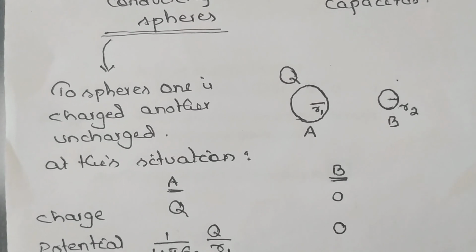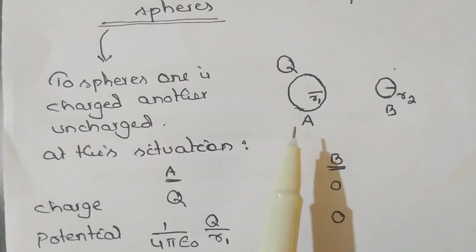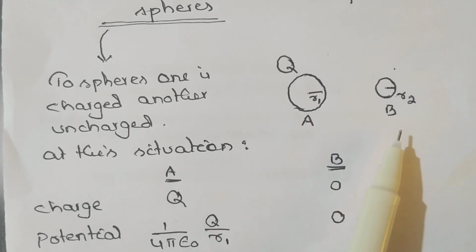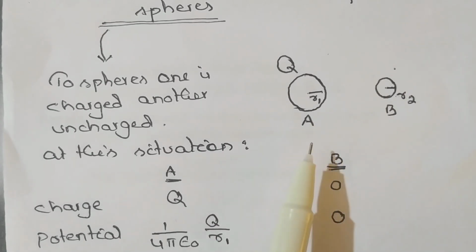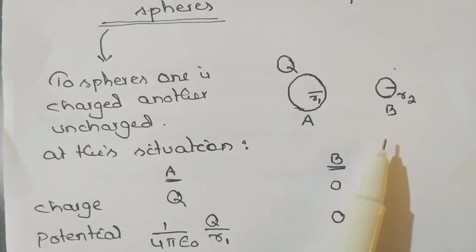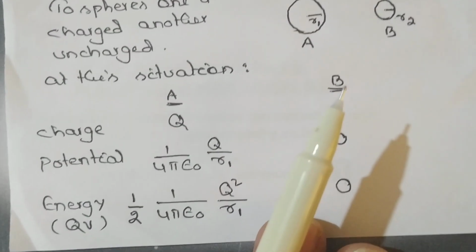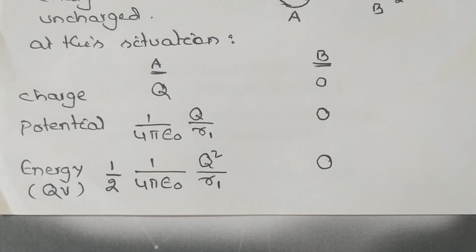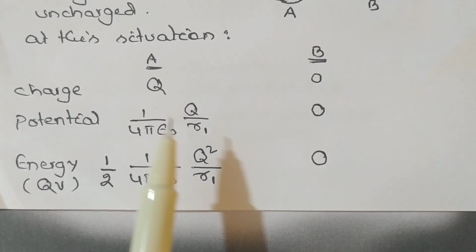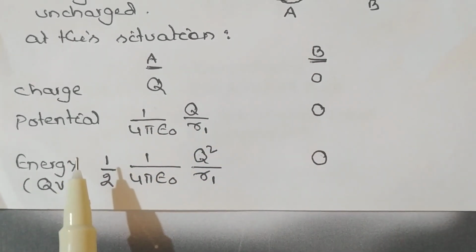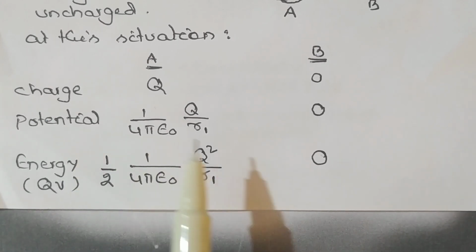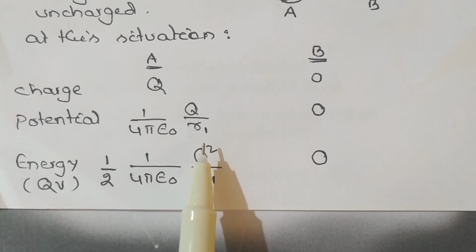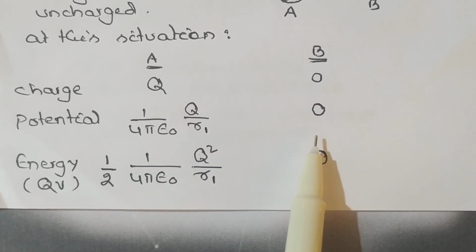Now suppose we take two spheres. One sphere is A, another sphere is B, and A has radius R1, B has radius R2, and I have given Q amount of charge to sphere A, but no charge is present on sphere B. Now in this situation, we can see the charge on A and charge on B. Charge on A is Q, whereas charge on B is 0, but the potential on the surface of sphere A is 1 by 4 pi epsilon 0 Q by R1, whereas the potential of B is 0 because charge is not there.